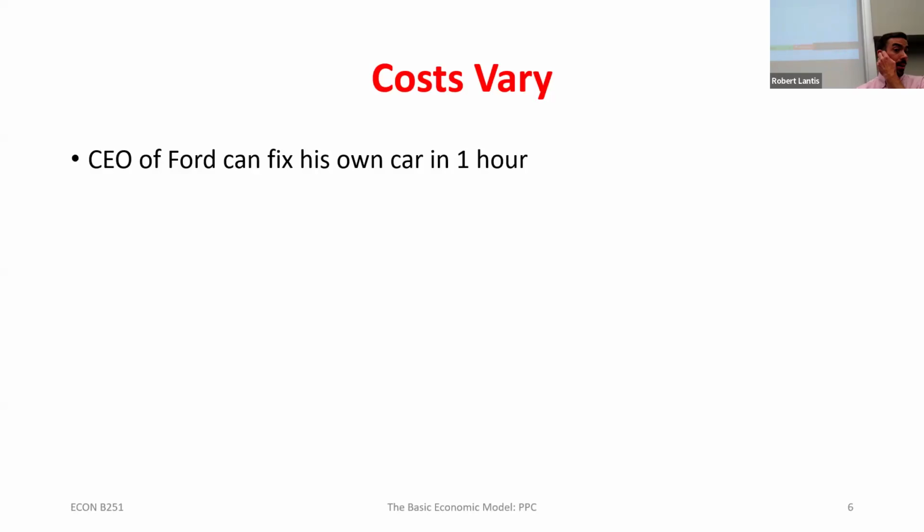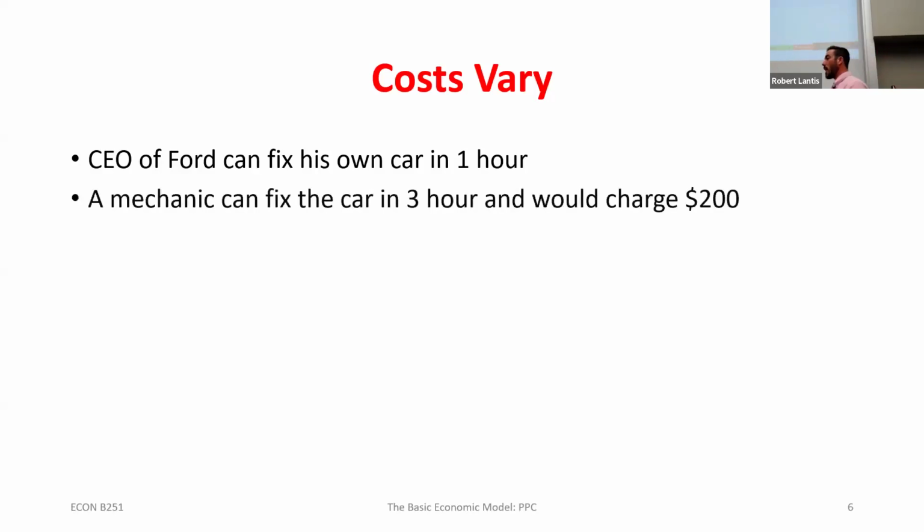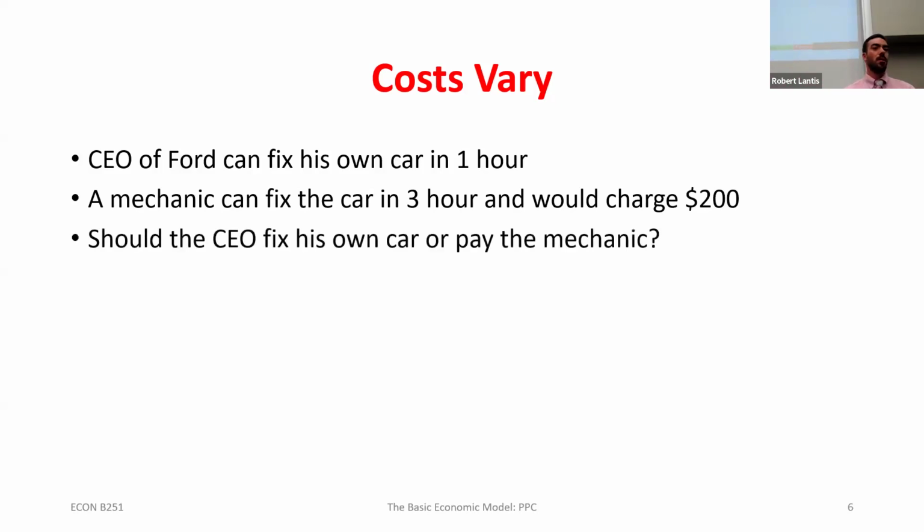The CEO of Ford can fix their car in an hour. And maybe there's a mechanic who's really knowledgeable about cars, but could do it in 3 hours, and they're going to charge that CEO $200. So what should the CEO of Ford do? He can fix it in an hour, or he can give it to someone who takes 3 hours, and then he's going to have to pay them. So why wouldn't this CEO fix their own car?